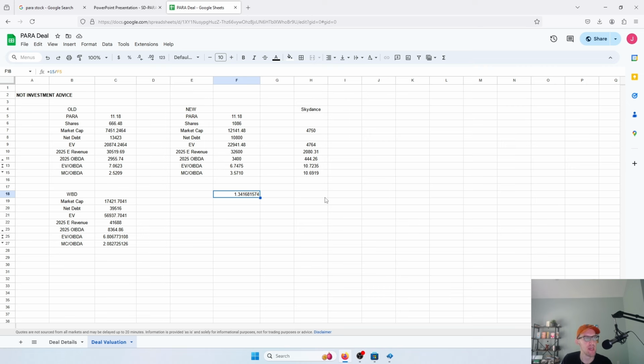And I don't know when that decision has to be made or what that looks like, but it's probably going to happen sometime in the future. If you think about how the decision is made, it's either $15 in cash or one share of Para. If Para is still trading at 11 bucks, everybody is going to take $15 in cash. You likely won't get your full $15.